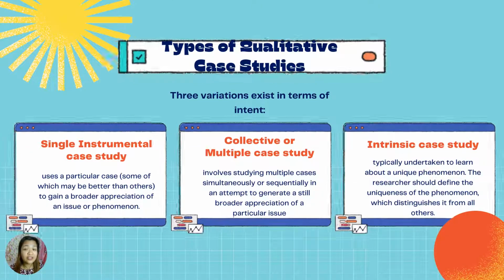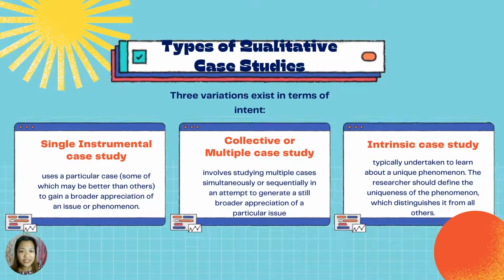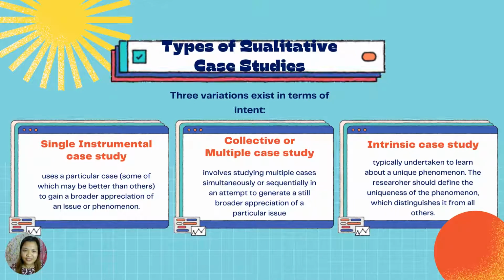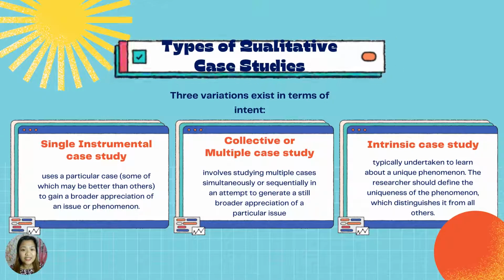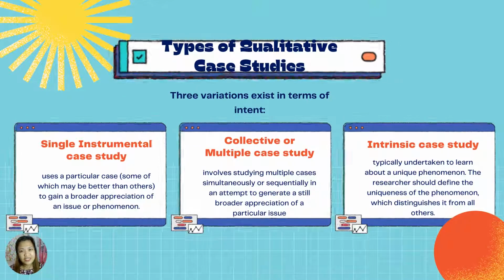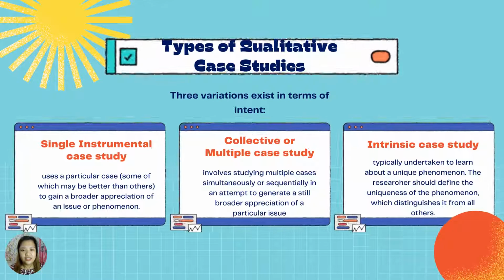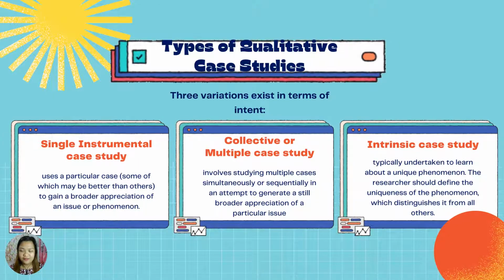So these are the three types of qualitative case studies in terms of intent. Again, the first one is single instrumental case study. The second one is collective or multiple case study. And third, the intrinsic case study.